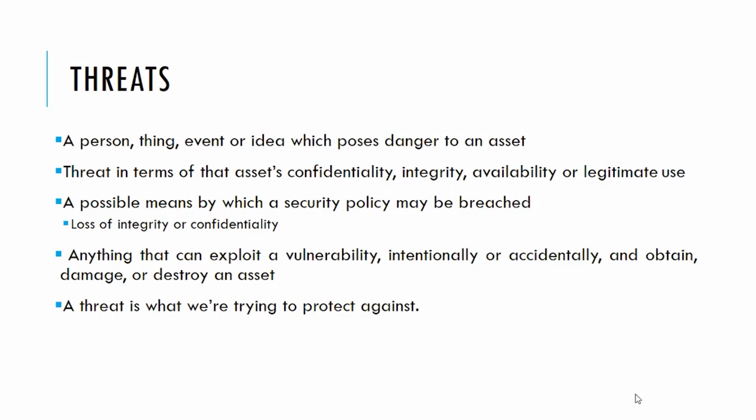A possible means by which a security policy may be breached, such as loss of integrity or confidentiality, is a threat. Anything that can exploit a vulnerability, intentionally or accidentally, and obtain, damage, or destroy an asset is a threat. So it can be potential. It can be possible that this threat breaks the CIA, confidentiality, integrity, availability, of an asset. So it must be considered a threat, and it must be thought of how to face it, how to eliminate it, and how to get rid of it. A threat is what we are trying to protect against.